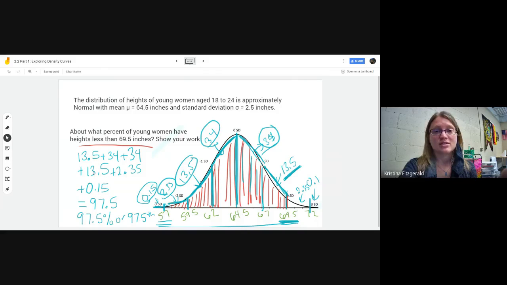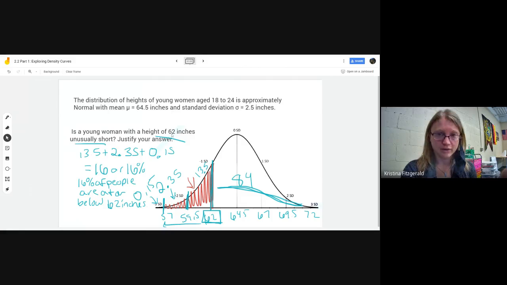Basically, I just have to add up the sections I want, the ones I had shaded, and that's going to be my area. So this is 97.5 for my area, which I can think of like a percentage, or in this case, it's technically a percentile because I'm here at 69.5 and I shaded less than. So that's also a percentile. So for a height of 69.5 inches, 97.5% of people are at or below 69.5 inches in this distribution of young women age 18 to 24.